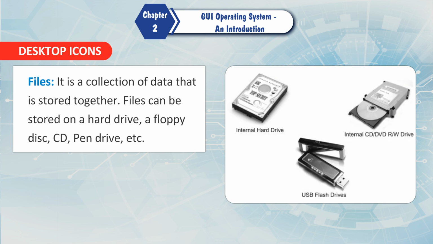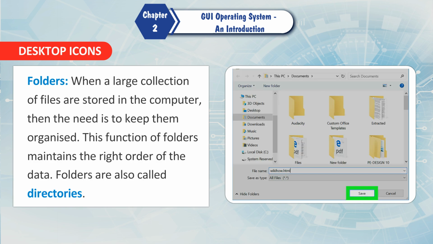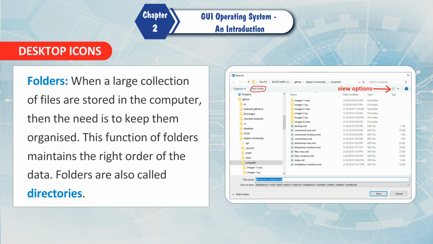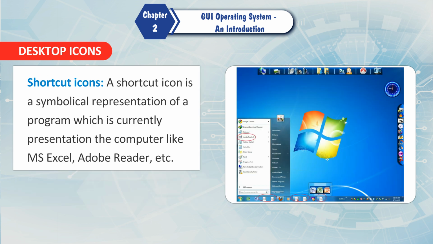Files. It is a collection of data that is stored together. Files can be stored on a hard drive, a floppy disk, CD, pen drive, etc. Folders. When a large collection of files are stored in the computer, then the need is to keep them organized. This function of folders maintains the right order of the data. Folders are also called directories.